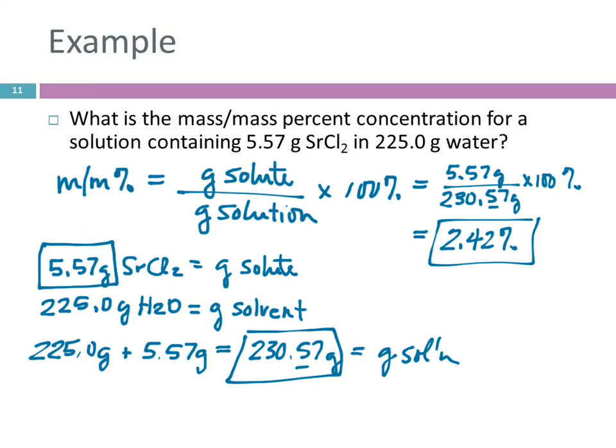The most common mistake on a problem like this is that students will overlook that this is grams of solution, and they'll divide by the mass of the solvent instead of the mass of the whole solution. So that's a mistake to watch out for. Any questions?